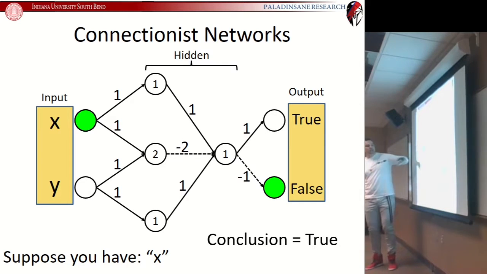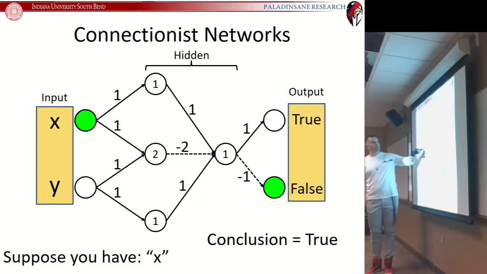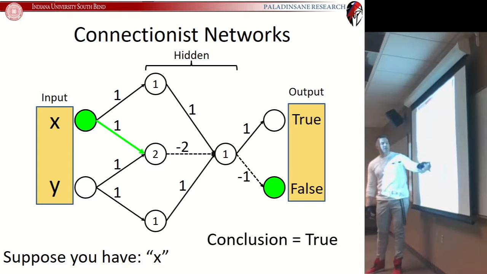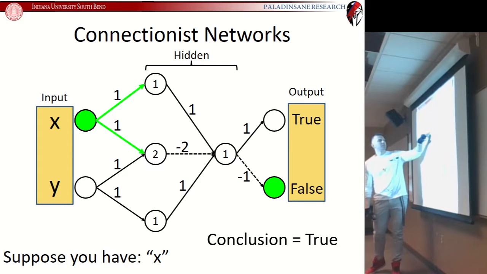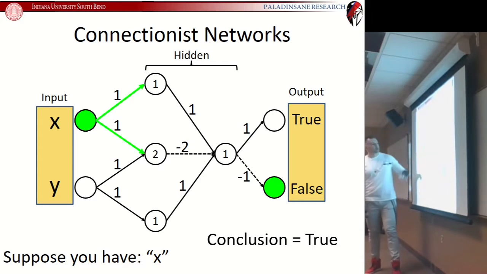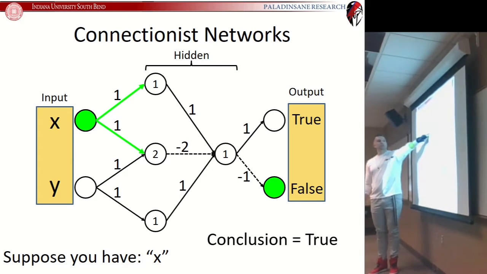Because of this activation, this unit is going to send 1 unit of activation. It's going to send 1 amount of activation to this node over here. It's going to send 1 amount of activation to this node over here. So right now, this node over here has 1 level of activation. This unit over here has 1 level of activation. That is enough to activate that unit. It is not enough to activate this unit.